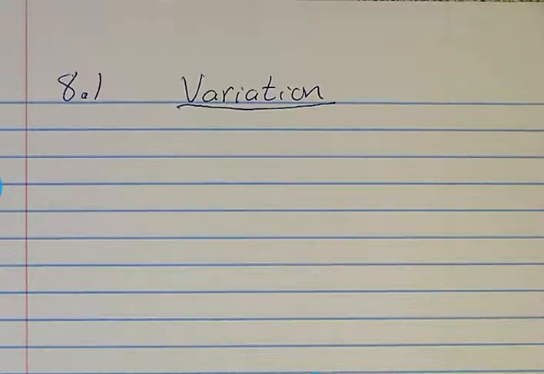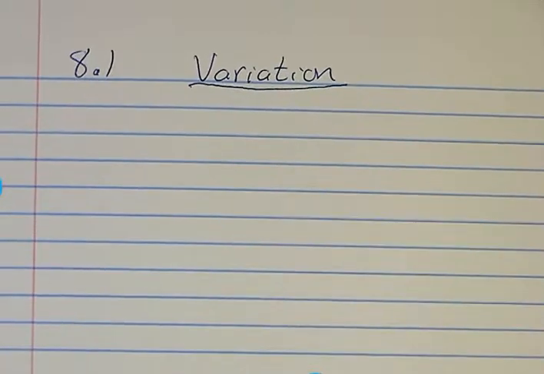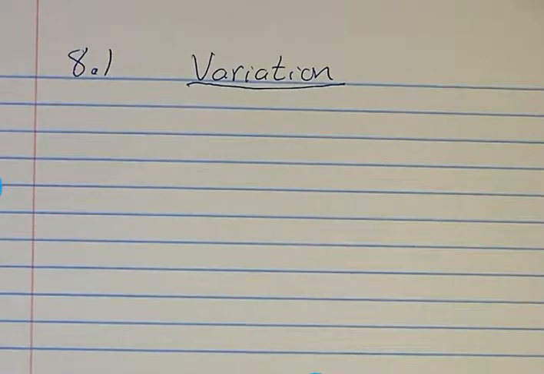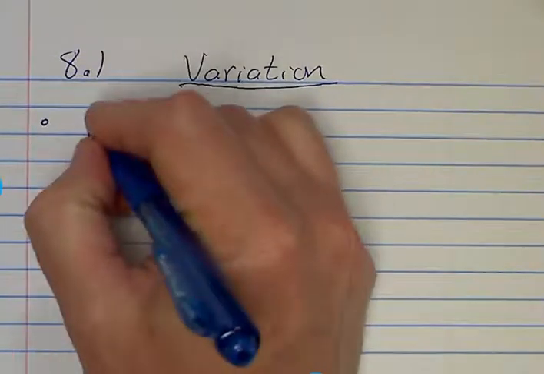All right, Chapter 8. We're going to start with 8.1. We'll do about half of it today. We'll do the other half of it when we come back in next class. But variation. Now, we've already talked about this, I think, a little bit back in Chapter 2? Chapter 3, maybe? I think maybe in Chapter 2. But we've got a couple of different types we're going to look at.